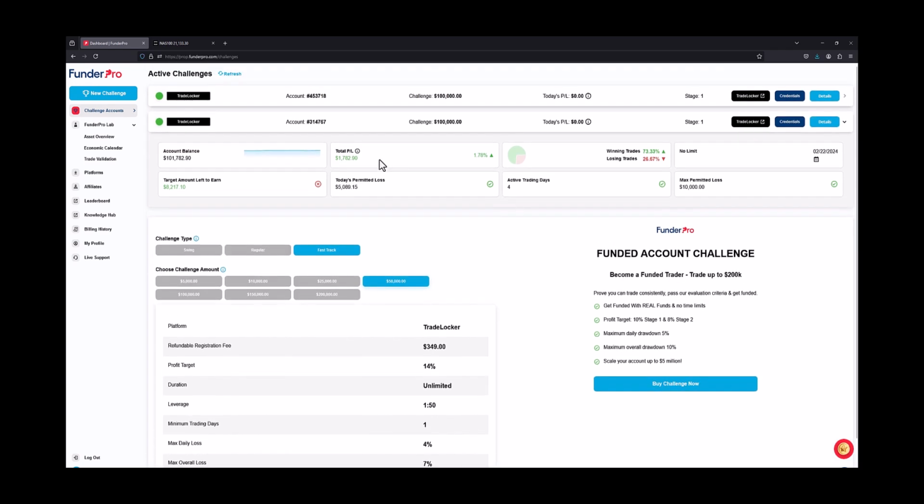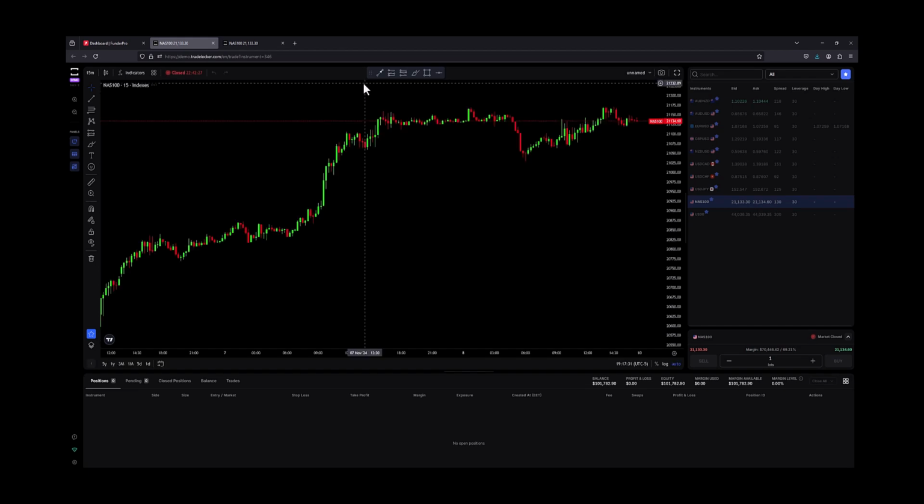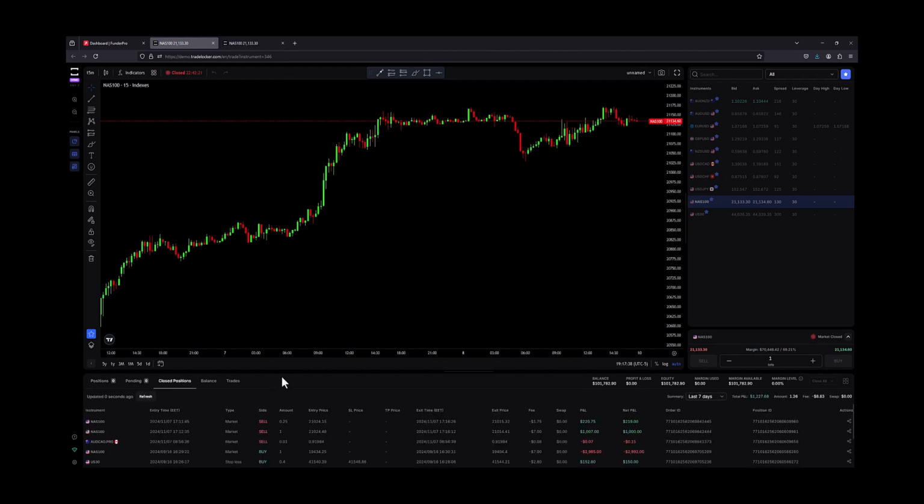Now, within the dashboard, once you buy a funded account, you're going to have your credentials and details, and then you hit the little button to navigate over to the Trade Locker dashboard, where you can trade right through the website, right through your browser. I have videos on YouTube on how to use this. Very simple, very straightforward.